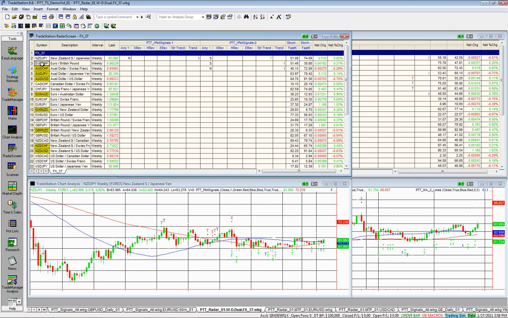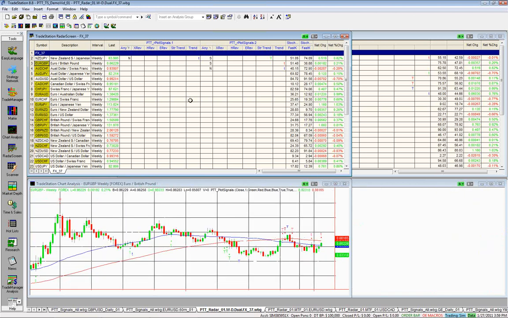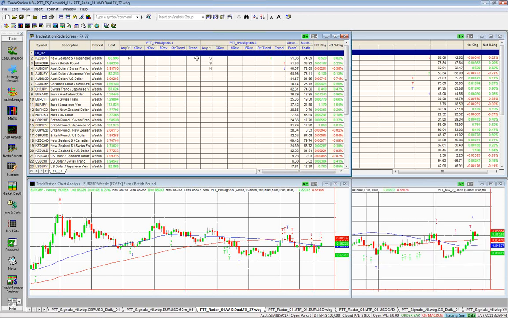So if you're watching, you put over here in your descriptions, you're watching 10 different pairs, you don't have to have the screen up to see the signal. It'll show up over here in the PTT Plot Signals 1 and Plot Signals 2.